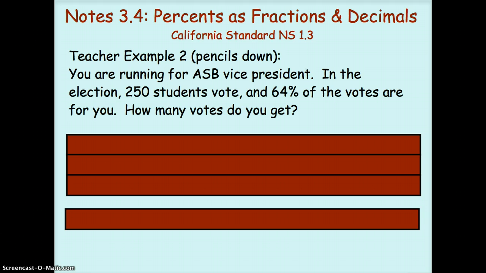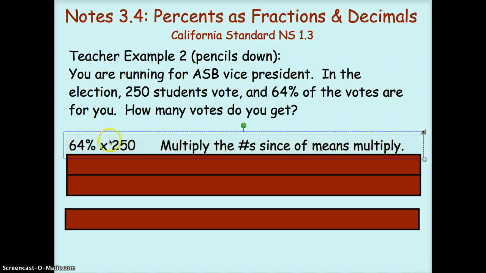Teacher example 2. You're running for ASB Vice President in the election. 250 students vote, and 64% of the votes are for you. How many votes do you get? What we need to do is find out what 64% of 250 is. I know I'm multiplying, because anytime you see "of," you want to multiply.